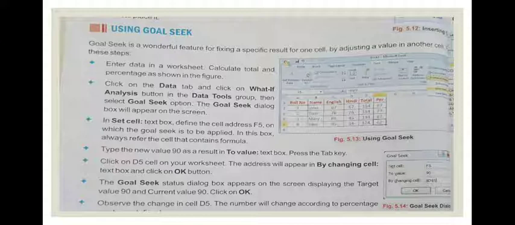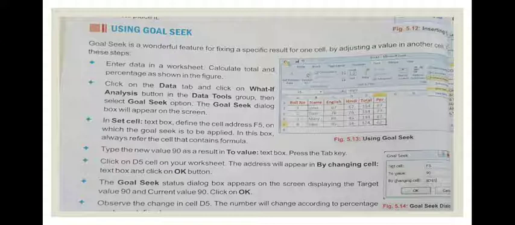Then click on the Data tab and click on What If Analysis button in the Data Tools group. Then select Goal Seek option. The Goal Seek dialog box will appear on the screen. In Set Cell text box, define the cell address F5 on which the goal seek is to be applied. In this box, always refer the cell that contains formula.